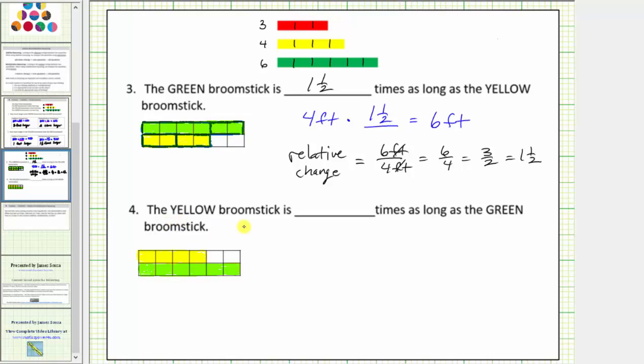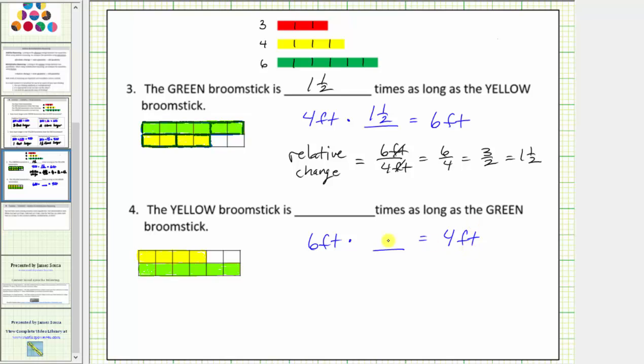Now for number 4, the statement is similar, but the order of the broomsticks has been reversed. Number 4 reads, the yellow broomstick is how many times as long as the green broomstick? The length of the yellow broomstick is less than the length of the green broomstick, and therefore the value here is going to be less than 1. So here we begin with the length of the green broomstick, which is 6 feet. So 6 feet times some value is equal to the length of the yellow broomstick, which is 4 feet.